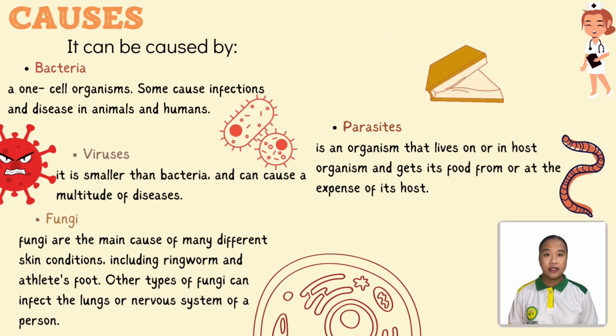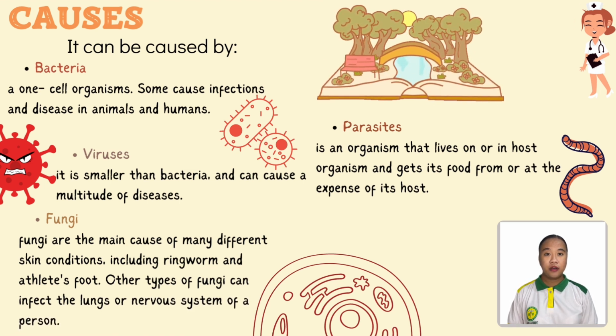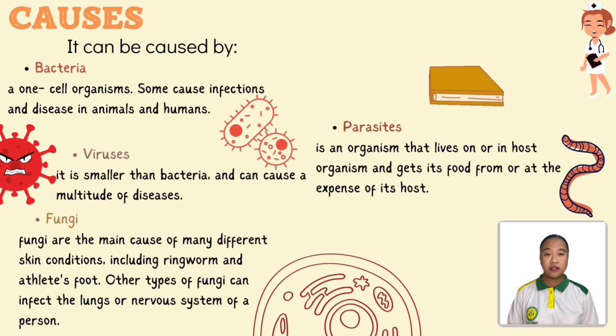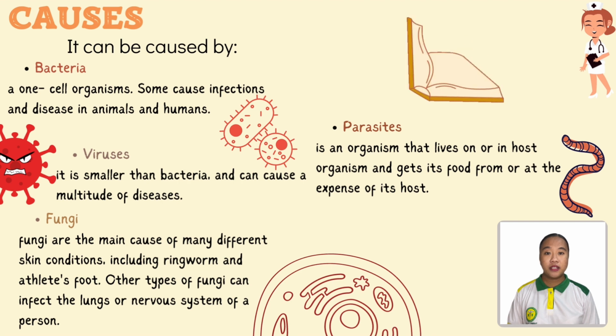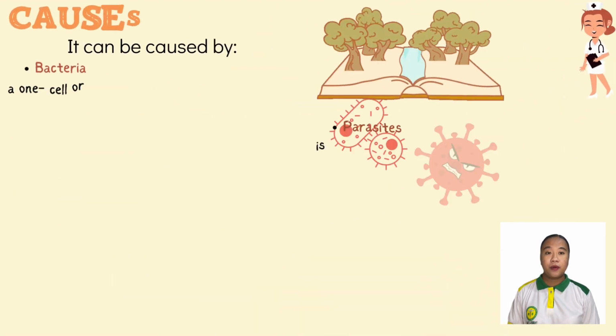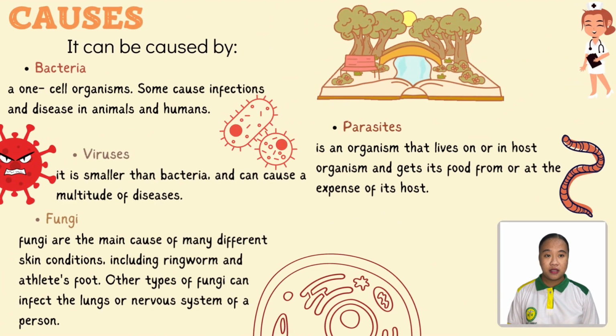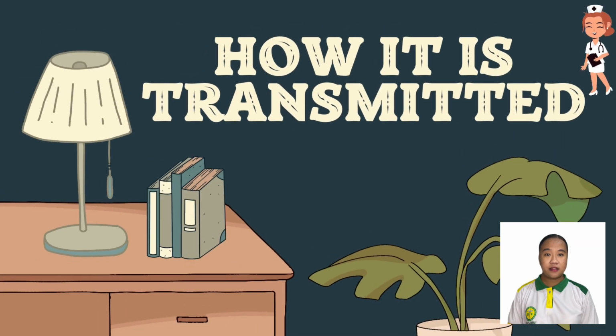A parasite is an organism that lives on or in a host organism and gets food from or at the expense of its host. It can be transmitted to humans from animal feces. There are three main classes of parasites that can cause disease in humans. Number one is protozoa, then helminths, and ectoparasites.